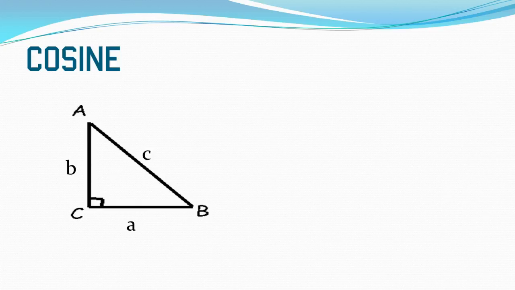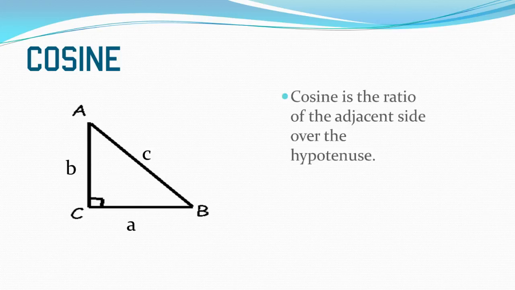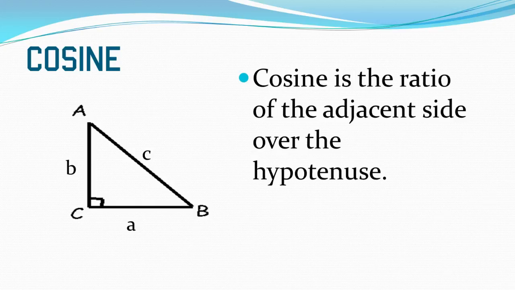The next trig ratio that we deal with is cosine. Cosine is the ratio of the adjacent side over the hypotenuse. The hypotenuse is still the longest side. It's still that side that's directly across from the right angle. In this case, it's represented by side C. The adjacent side is the side that touches the angle. So if I were to find the cosine of angle B, it would be A divided by C.